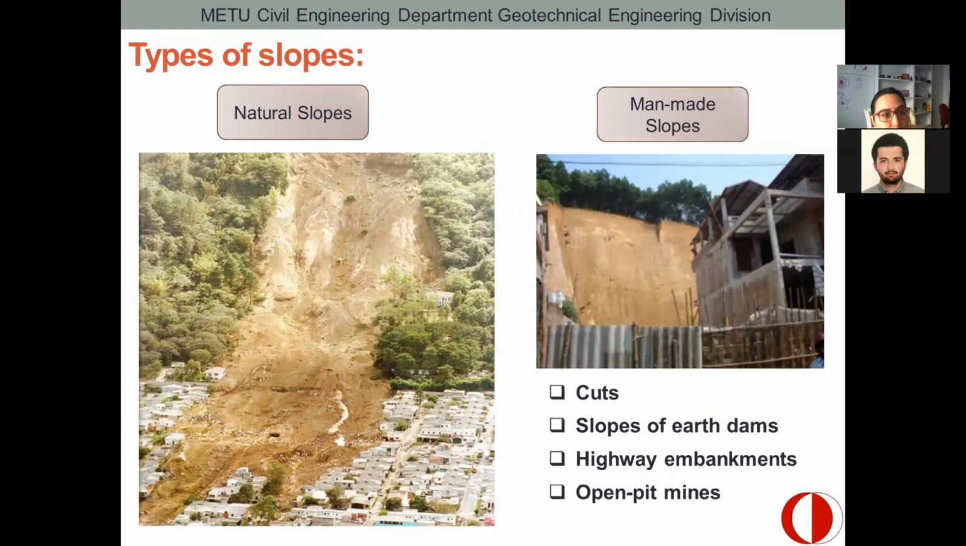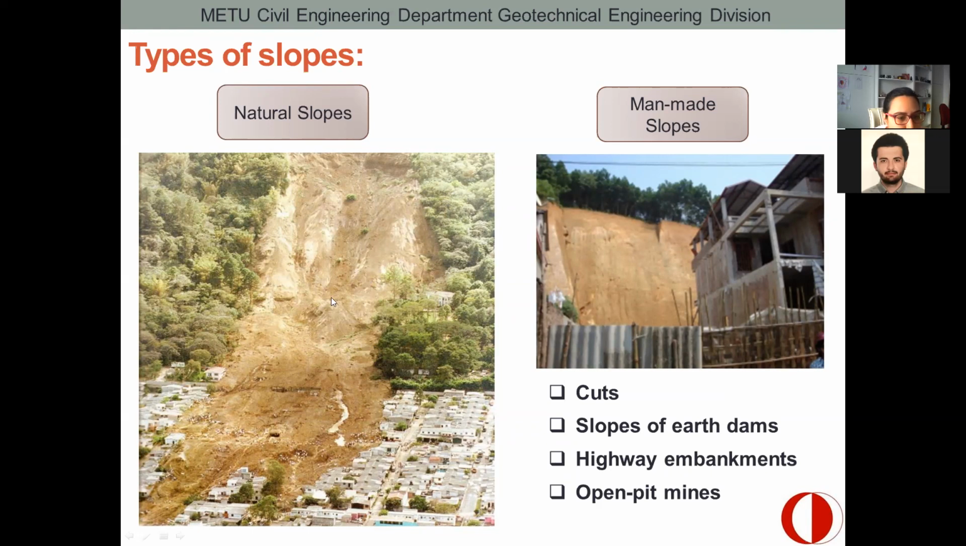First of all, I would like to introduce you the different types of slopes. We can classify the slopes based on their mechanism or based on their other properties. But the best way to classify the slopes is according to their reason. So I'm going to divide the slopes into 2 classes. One is the natural slopes, as you can see on the left-hand side. This is a natural hill, and you can see people settled here. This is a settlement residential area, and this is a slope failure, and this is a natural slope.